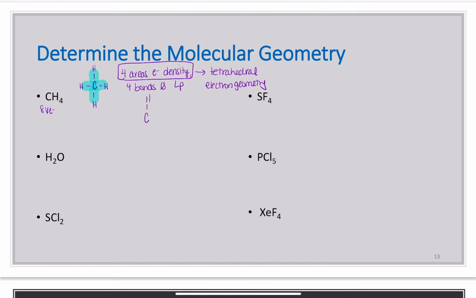So carbon will be tetrahedral. And I don't have any lone pairs. So this retains its tetrahedral shape for its molecular geometry. Reminder, electron geometry: how many areas of electron density do you have?